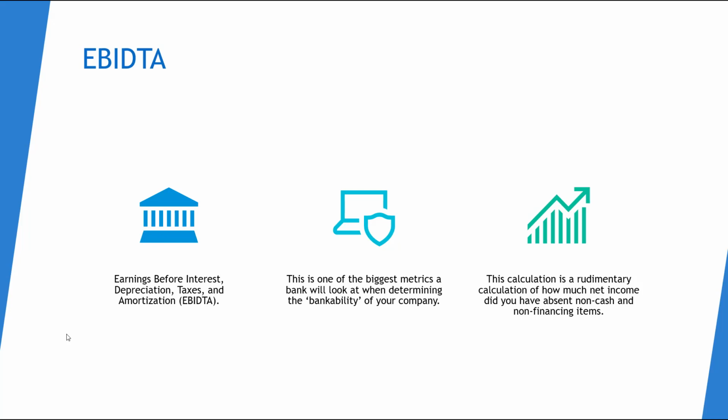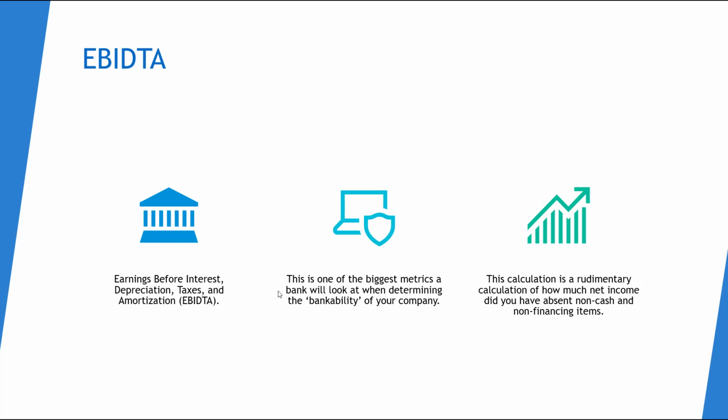You will hear that term a lot, so make sure you're familiar with that, especially if you're going to be applying for a bank loan. Again, you can do this calculation on your financials. Just go down to the bottom of your net income statement and then start backing out the interest, depreciation, taxes, and amortization, and then whatever that number is, that's what the bank will be looking at. So before you go for a bank loan, do this calculation yourself so you have an idea.